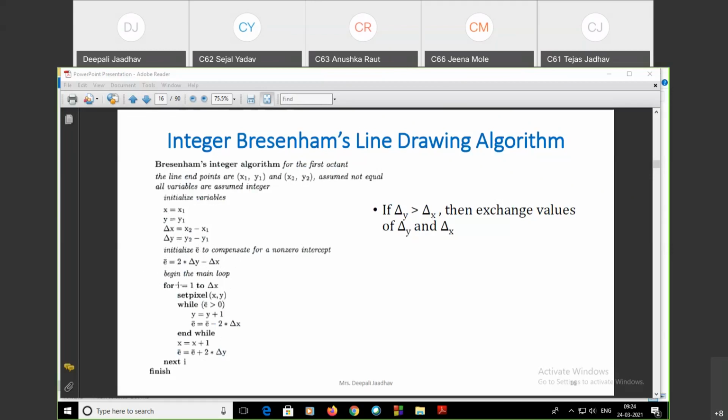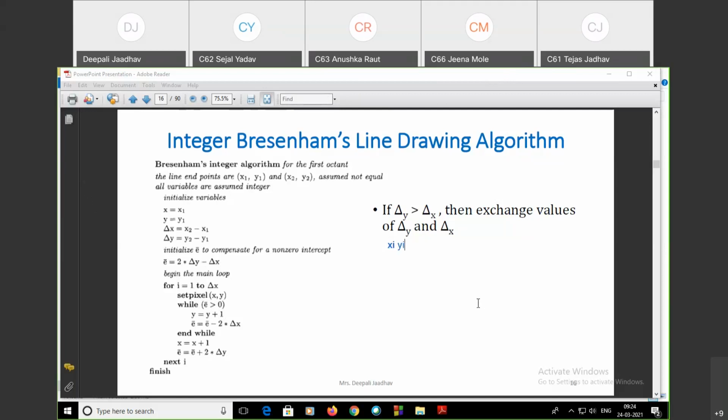Begin the main loop, 1 to delta x, set pixel, and then if error is greater than 0, meaning the error is positive, whenever we calculate that error, if it is positive, then increment the value of y. See, every time here I write it with annotation. Every time x and y values are there. Suppose now it is x1, y1, or xi, yi. I call it xi, yi.